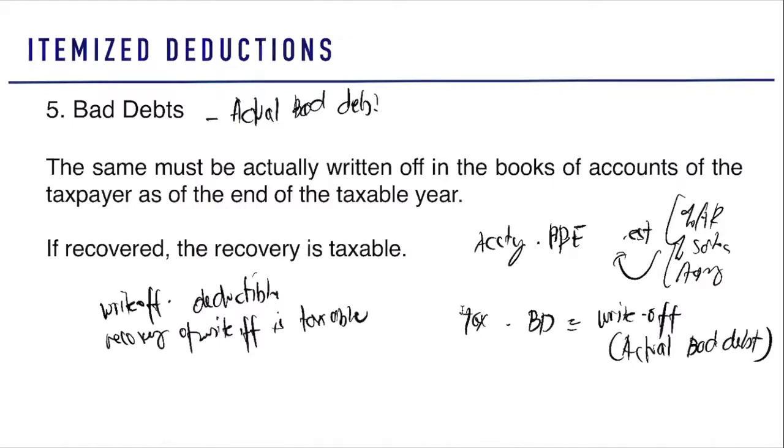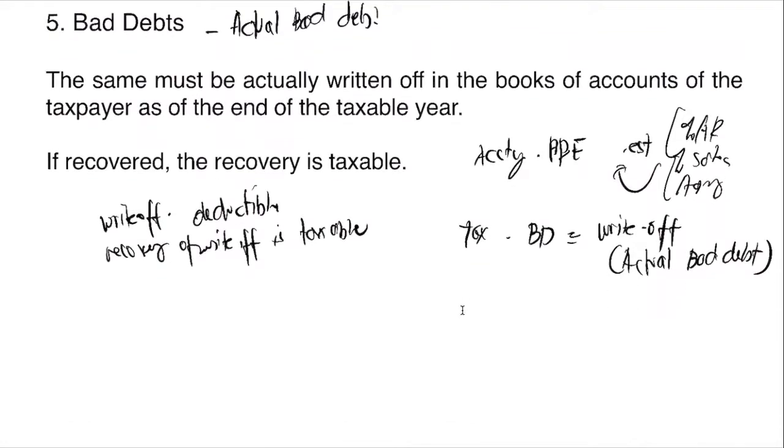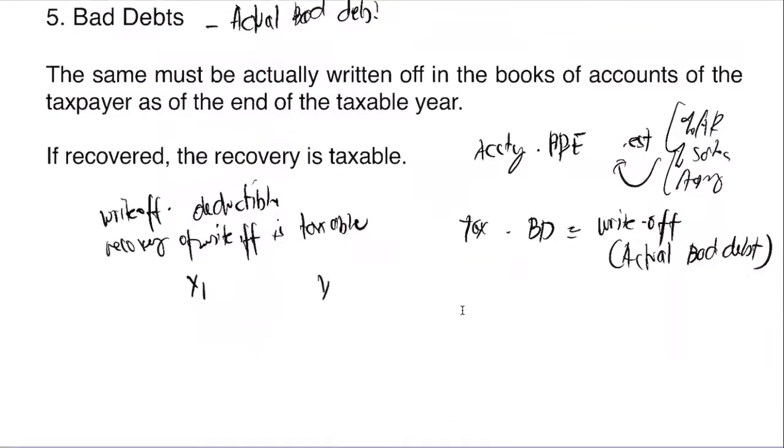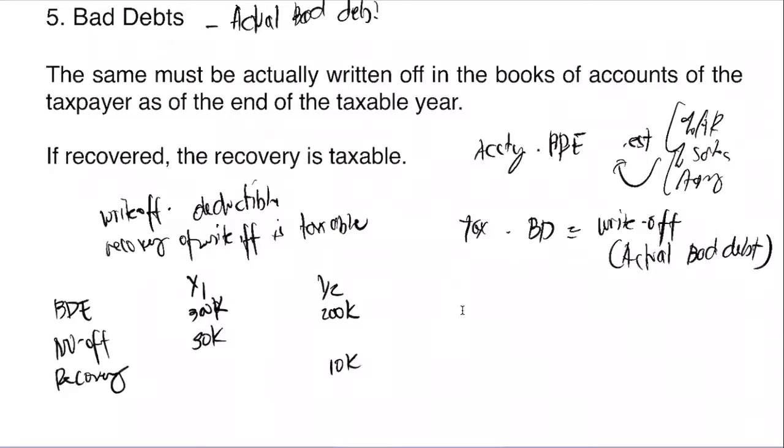Write-off is deductible. Recovery of write-off is taxable. So for example, year 1, year 2, you provide their bad debt expense of 300,000 for year 1. For year 2, 200,000. And then you have your write-off of 50,000 for year one. And then you have a recovery of 10,000 in year two.